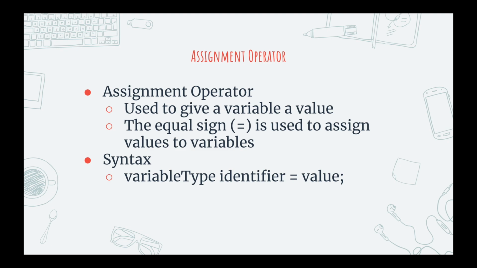So the syntax that we use to actually create a variable, or declare and then create a variable, is variable type. So we're going to put integer here, we're going to put double here, we're going to put boolean here, or string here, right?